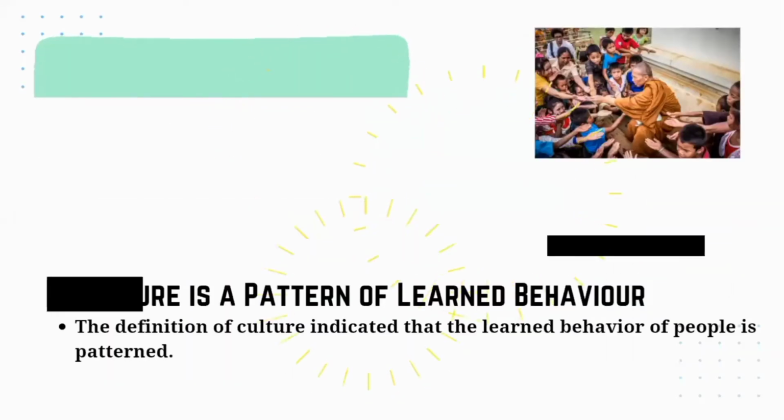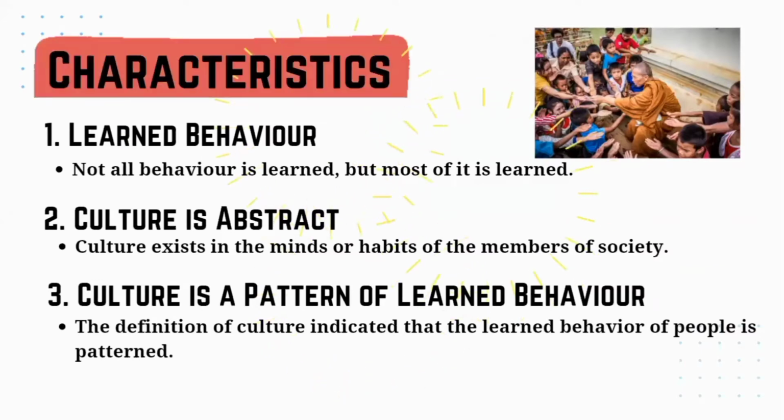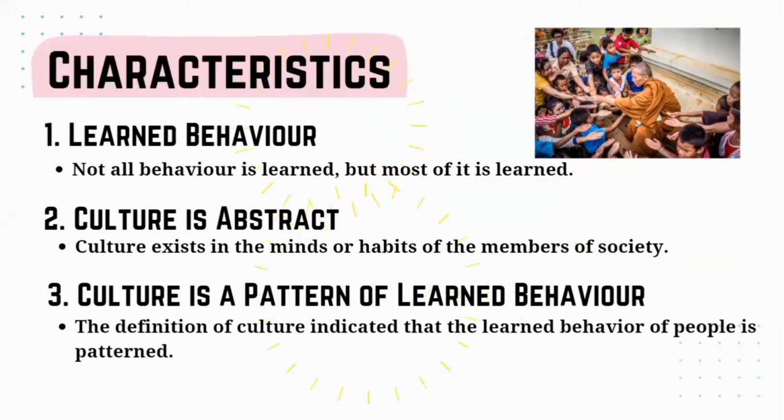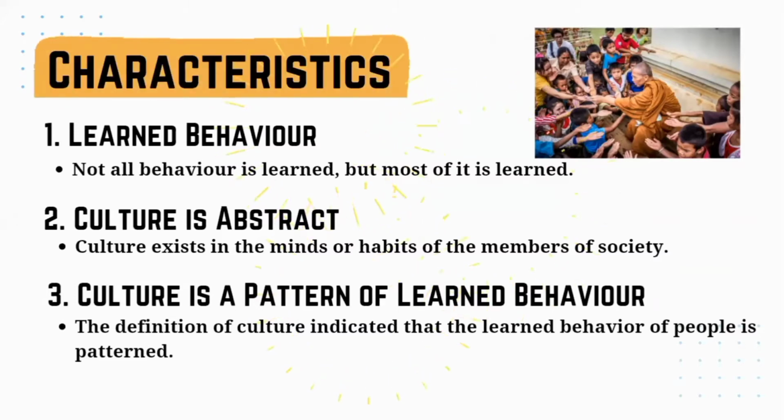So the first characteristic is learned behavior. Not all behavior is learned, but most of it is. We develop our behavior according to what is widespread in the society. Like what we see in our neighbor, we learn from it, and we use it as a guide to handle and deal with things.